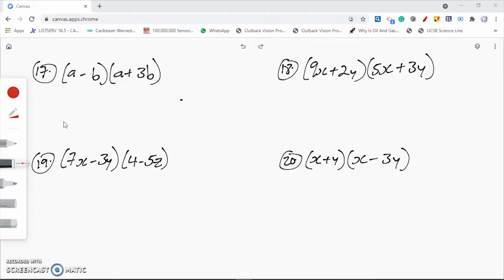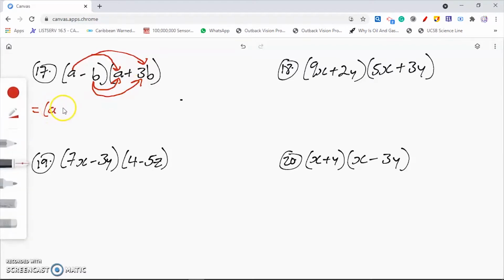We are on question number 17, so we have a minus b multiplied by a plus 3b. So we would expand it like this, a times a and the same a times 3b. And then we'll say minus b times a and minus b times 3b. So let's go ahead and write that down.